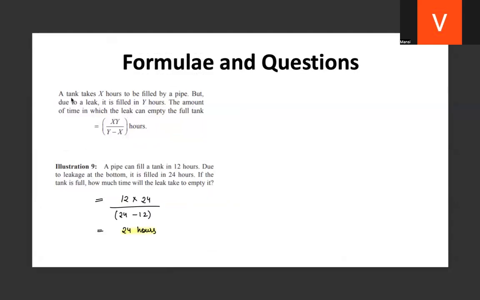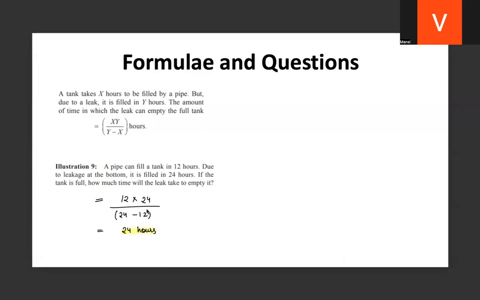Next formula is that a tank takes X hours to be filled by a pipe, but due to a leak, it is getting filled in Y hours. So it would definitely be Y minus X, because one is filling the tank and one is leakage. So it would be subtracting. That is the amount of time it takes when the leak is emptying the tank simultaneously.